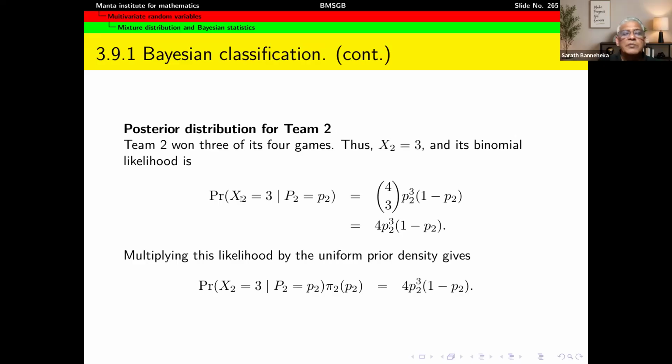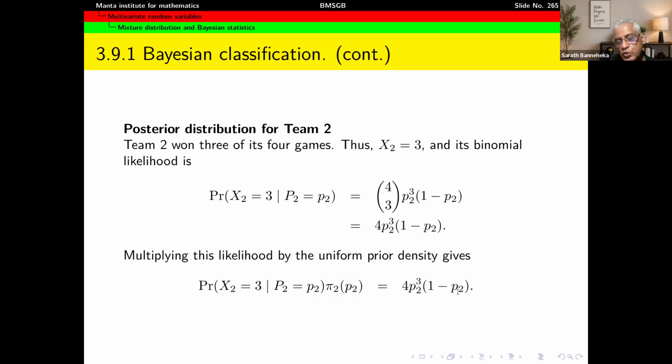First of all, you can interpret this in two ways. This is the conditional distribution of x2 given p2 is equal to simple p2. That is one way to look at it. Or you can consider this as the likelihood function of p2 given x2 is equal to 3. That is called the likelihood function in that case, right? So in order to get the posterior distribution, you have to multiply it by the prior distribution. The prior distribution is just 1. Therefore, you get the same expression.